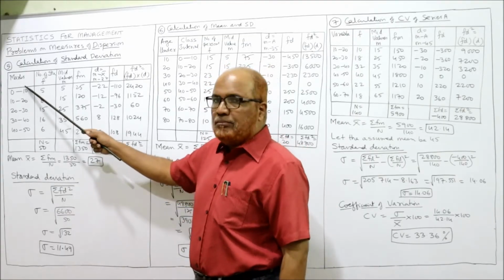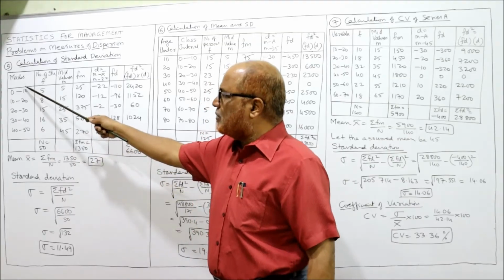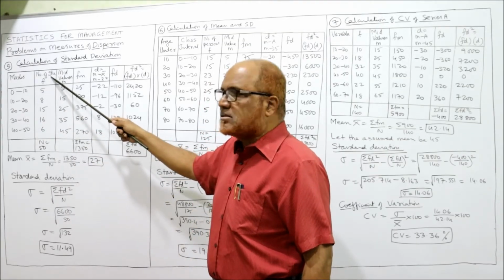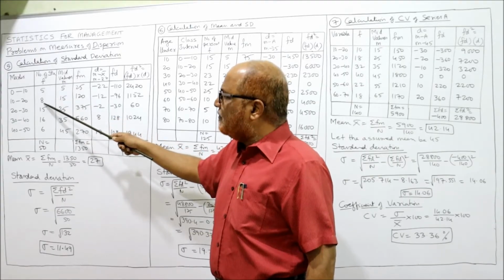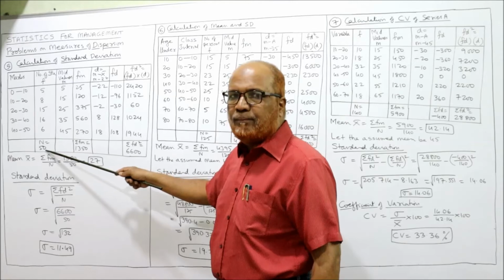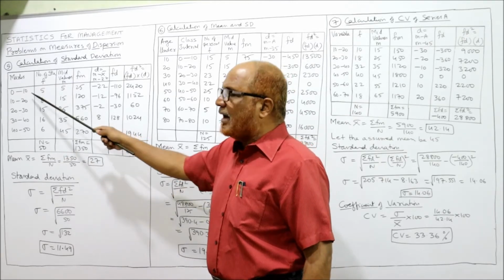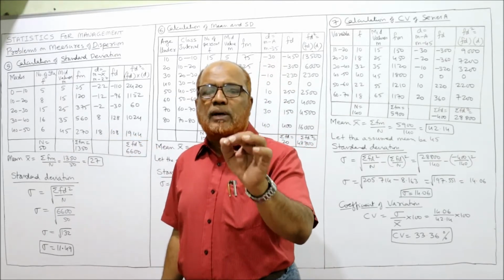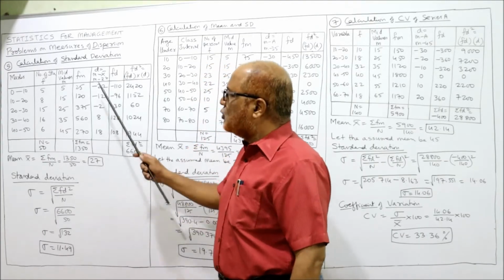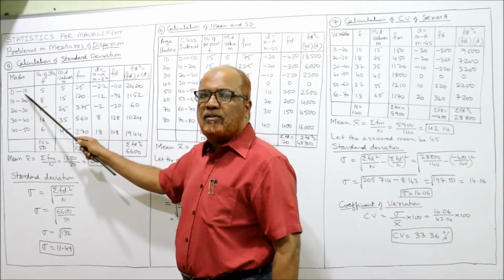Now first, marks. Whatever marks are given in the problem, same thing I have copied, 0 to 10, 10 to 20. Number of students, frequency, 5, 8, 15, 16, 6. The total of frequency is n, 50. Then you have to calculate the mid values, because whenever you want to calculate the mean, you need mid values. The mid value is lower limit plus upper limit divided by 2.